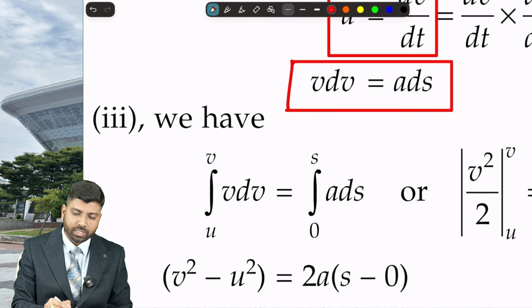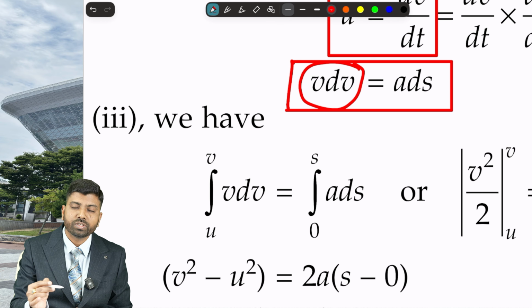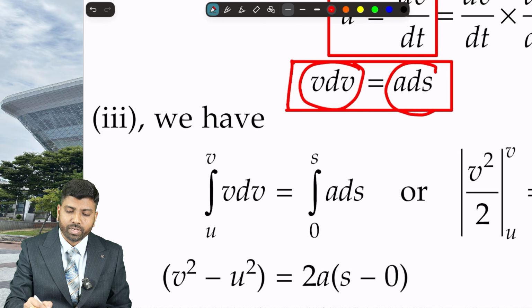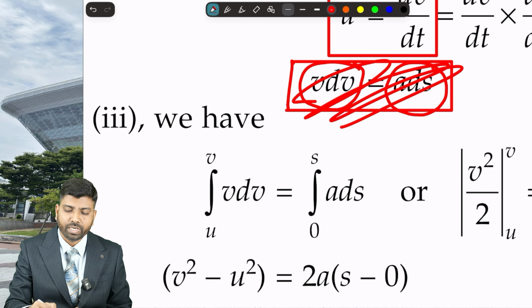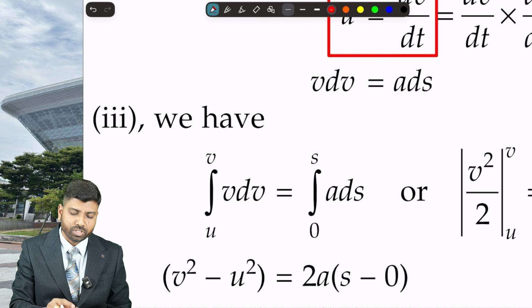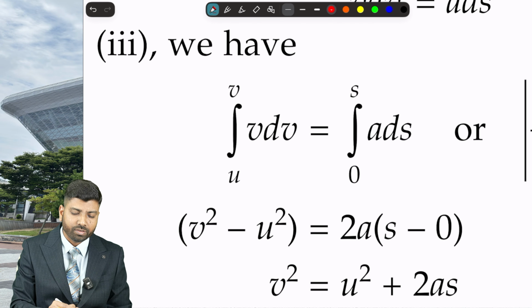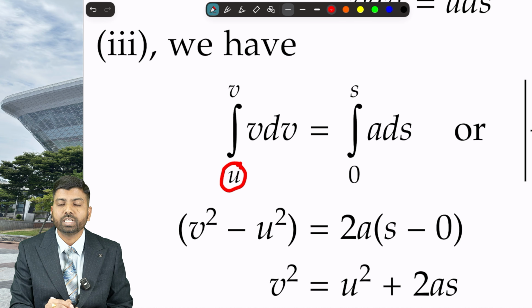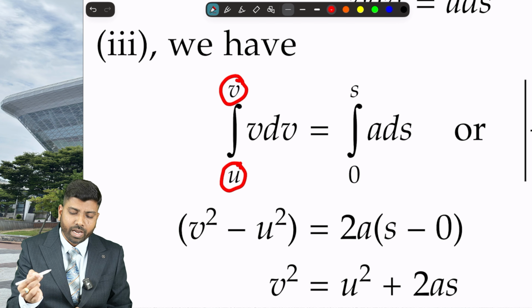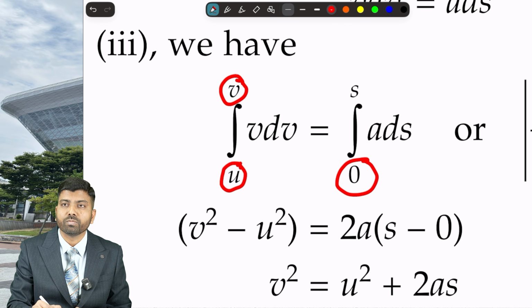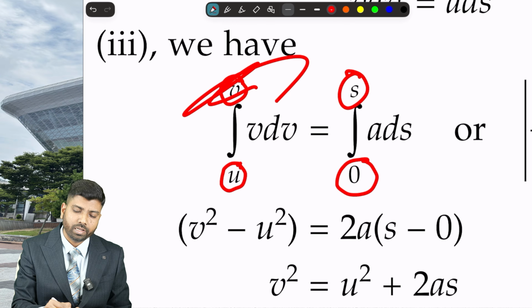Okay, so this side we will integrate for velocity, and the right hand side we will integrate for displacement, right? So when we integrate for velocity, the initial velocity was u, so the limit is starting from u to v, and for displacement from 0 to s. Is it clear to all?